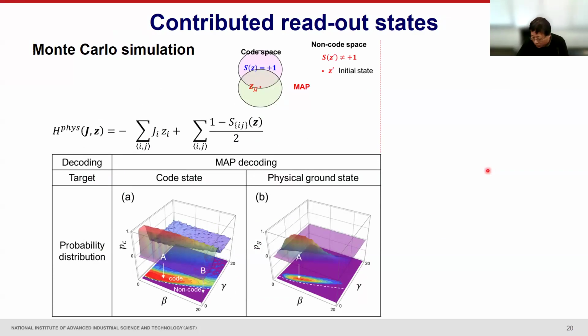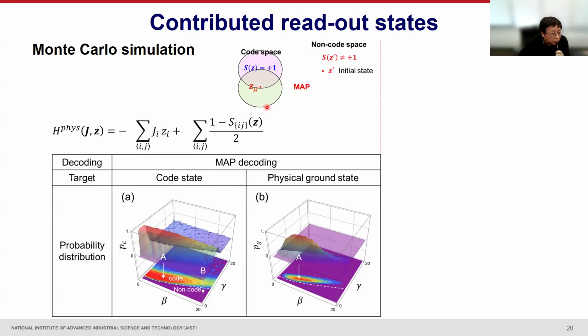This view graph shows the result of Monte Carlo simulation. It shows what readout states contributed to the correct inference. This distribution shows the probability that the readout states become a code state, and the target physical ground state by MAP decoding.